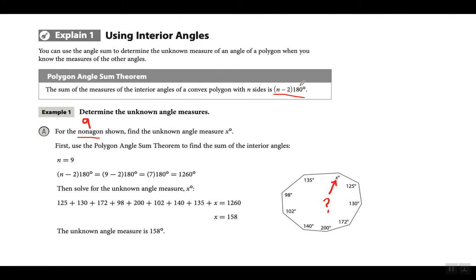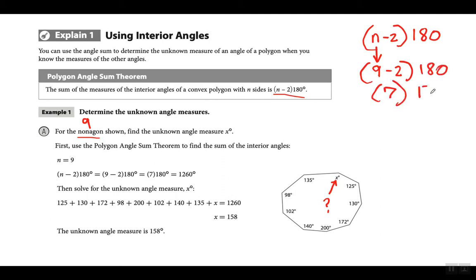Alright, the first thing I'm going to do is use this formula to figure out what the sum of the interior angles of a nonagon is supposed to give me. So I'm going to substitute the number 9 where n is. That's going to give me 7 times 180, which gives me 1,260. So the sum of the angles of a nonagon has to be 1,260.